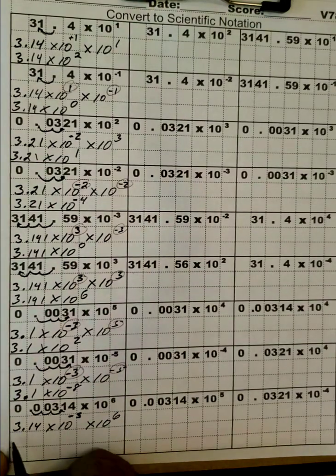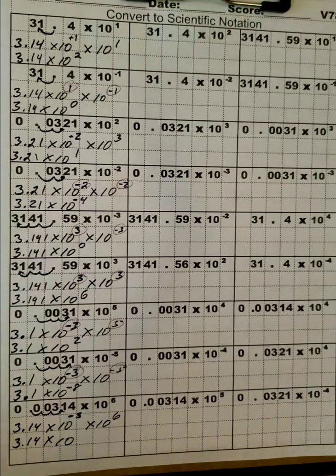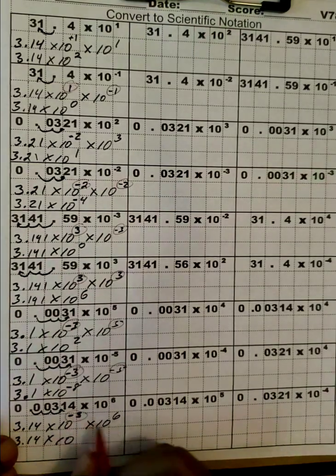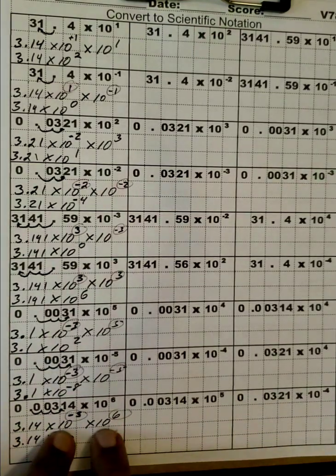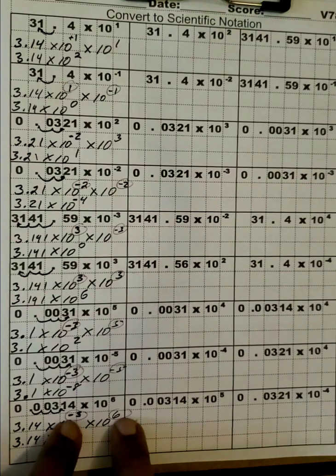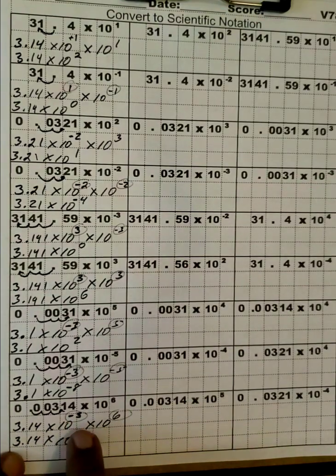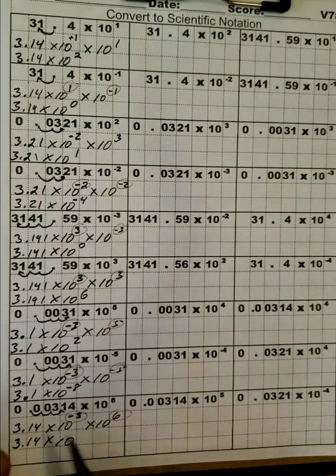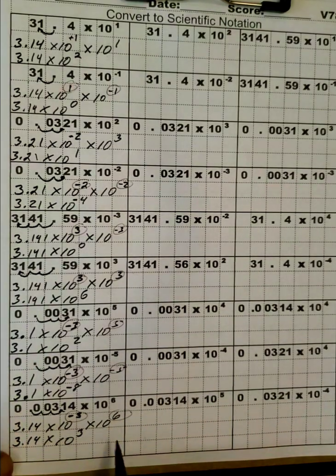Okay, now let's bring down our 3.14 and our times 10. And we're going to combine the exponents because we're multiplying by the same bases. Rule, multiply by the same bases, you combine exponents. So combining these, we have different signs, so it's going to be subtraction. So 6 take away 3 is 3. The bigger sign wins, which is the 6, positive, so this will be a positive 3.